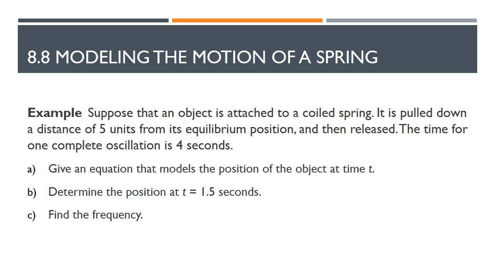So let's do an example. Suppose you have an object that's attached to a coiled spring. It's pulled down a distance of 5 units from equilibrium and then released. The time for one complete oscillation is 4 seconds. You're going to give an equation that models the position of the object at time t, determine the position at 1.5 seconds, and find the frequency.